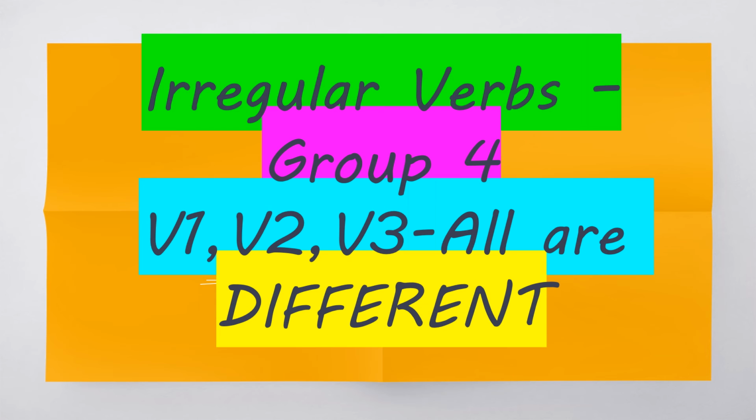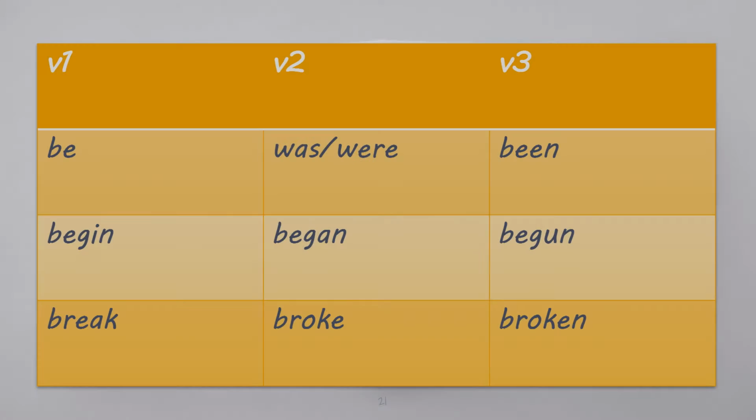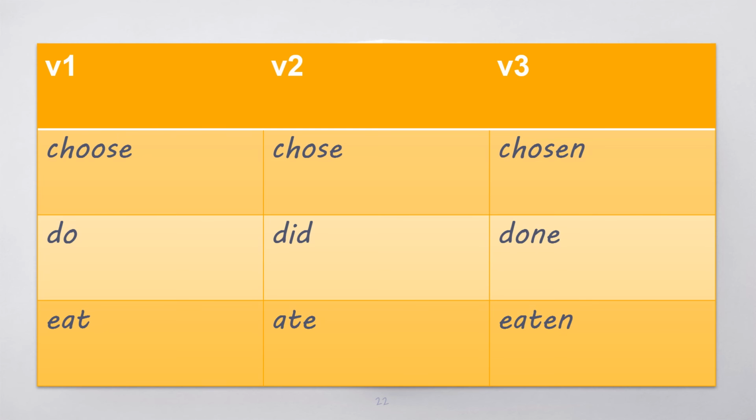Irregular verbs, group 4. In group 4 of irregular verbs, V1, V2, V3 all are different. Examples of group 4 irregular verbs. Be, was or were, been. Begin, began, begun. Break, broke, broken. V1, V2, V3 all are different. Choose, chose, chosen. Do, did, done.